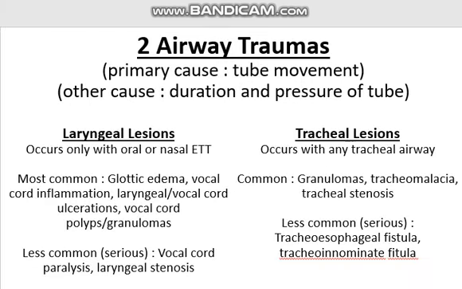Two airway traumas. Their primary cause being tube movement. Other factors are duration and the pressure of the tube. Laryngeal lesions occur only with oral or nasal endotracheal tubes. Most common traumas are glottic edema, vocal cord inflammation, laryngeal and vocal cord ulcerations and vocal cord polyps or granulomas. Less common but more serious are vocal cord paralysis and laryngeal stenosis.